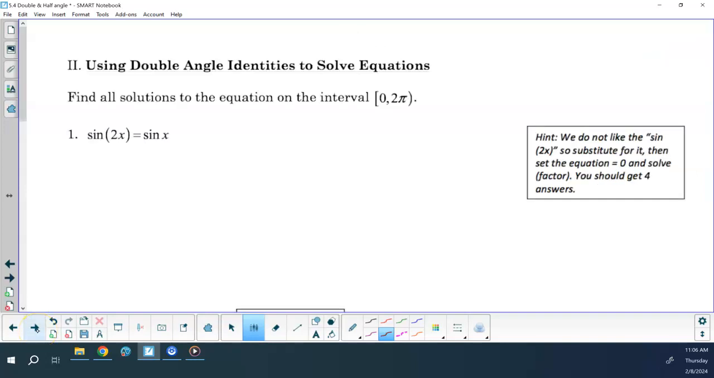Then you had to go back onto here. Now I want to do number 1 here together because it's kind of a, I don't want to say the tricky one, but it's a different one. So now that we have the formula for sine of 2u, which is number 21 on your sheet, we can rewrite sine of 2x as 2 sine of x cosine of x equals sine of x.